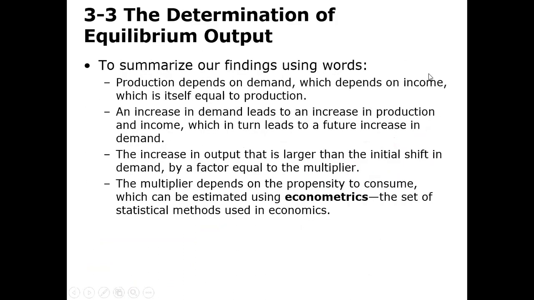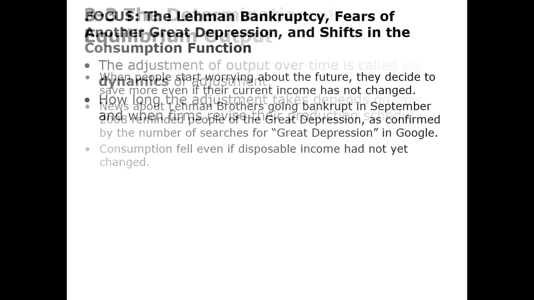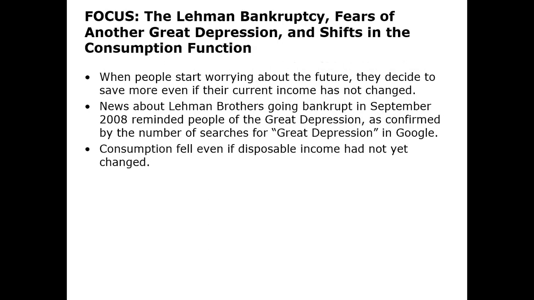So this is the determination, and this is the output. Production depends on demand, which depends on income. And my income depends on the output that I have. And this is what we look for, the multiplier effect, in order to see the dynamics. What do you mean by dynamic? Having a huge number of years to see how we can adjust the production schedule. One of the very serious problems is the Lehman Brothers case, in 2008. We had a Great Depression. We had a financial crisis in 2008.